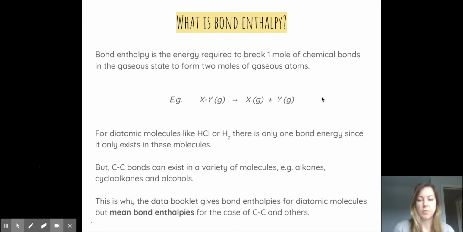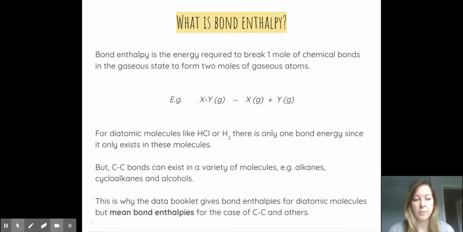Now for diatomic molecules like HCl or H2, there's only 1 bond energy since that bond only exists in that molecule. So your HCl bond is always going to be within an HCl molecule. Your H2 bond is always going to be within an H2. Any of your diatomic elements like iodine, bromine, chlorine, this is true for.